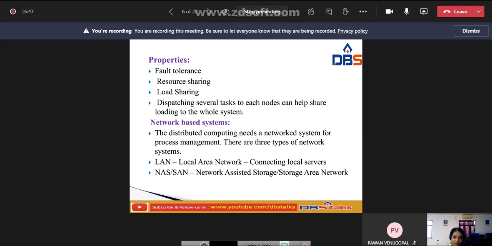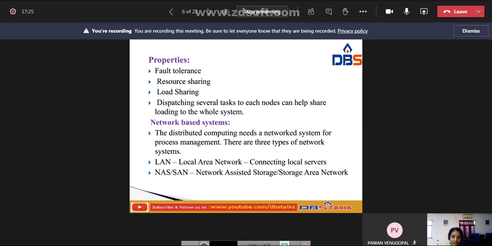So that is called fault tolerance. Resource sharing. So what is resource sharing? Already I told that in the cloud we have different types of resources like devices, storage, hardware, software, files, and memory. These different resources will be available, and they will be shared from the network in a distributed nature. Load sharing and dispatching several tasks to each node can help share the load across the whole system. So these are the properties of the distributed system.